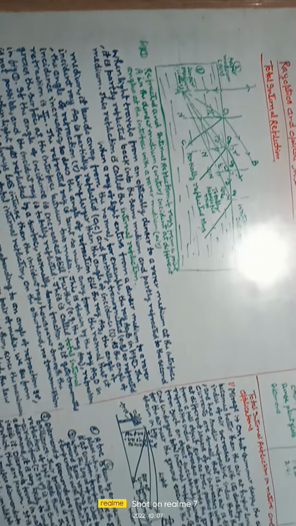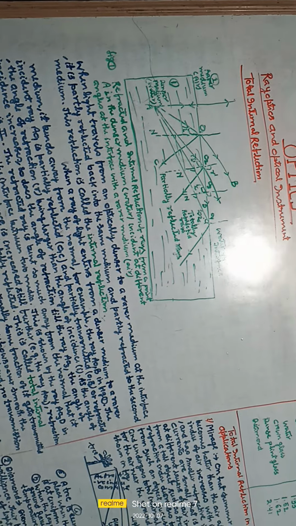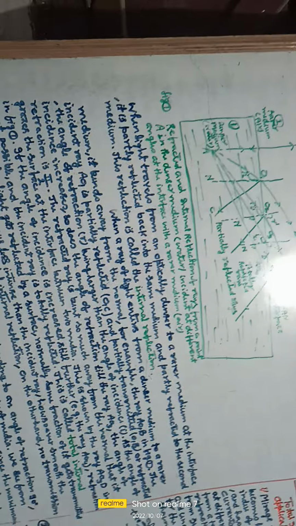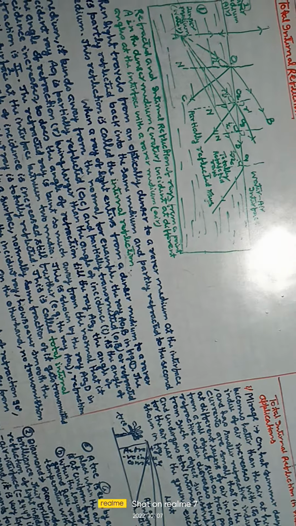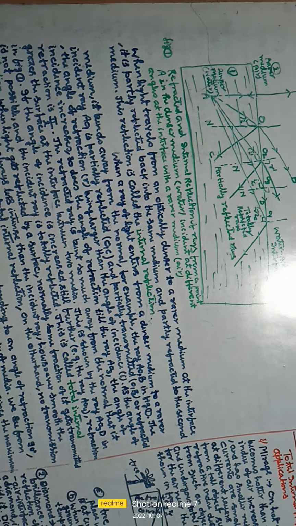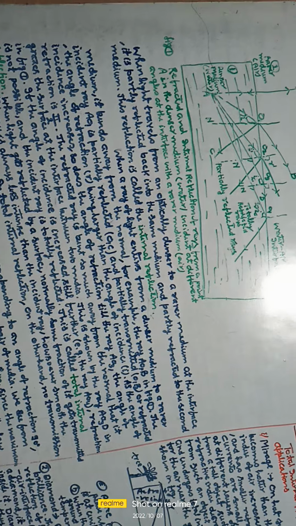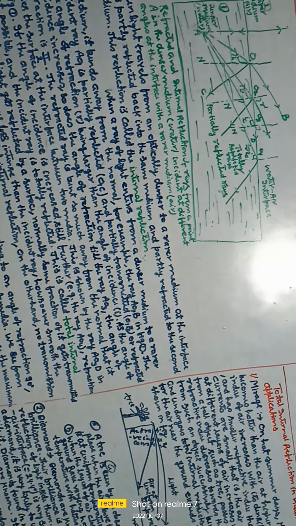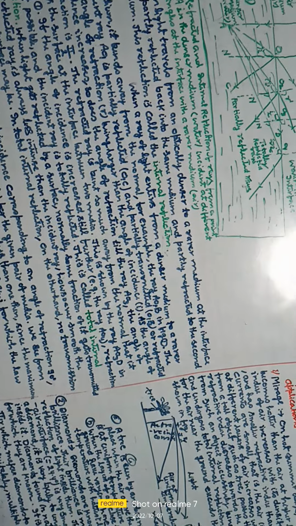When light travels from an optically denser to a rarer medium at the interface, it is partly reflected back into the same medium and partly refracted into the second medium. This reflection is called internal reflection. When a ray of light enters from a denser medium to a rarer medium, it bends away from the normal.